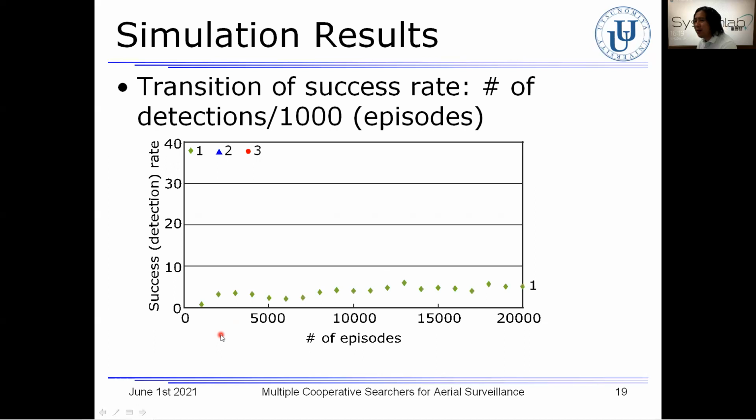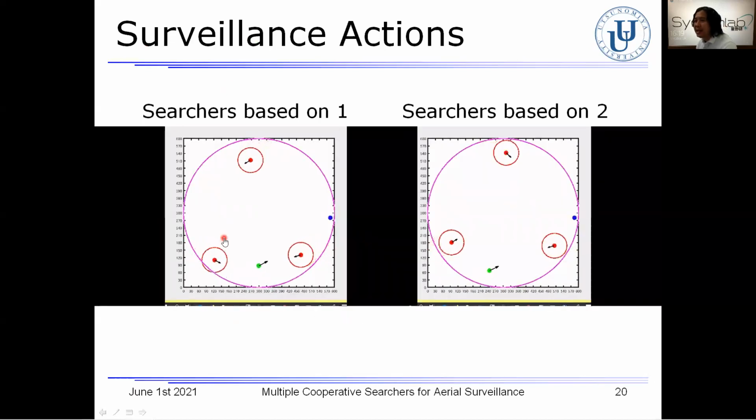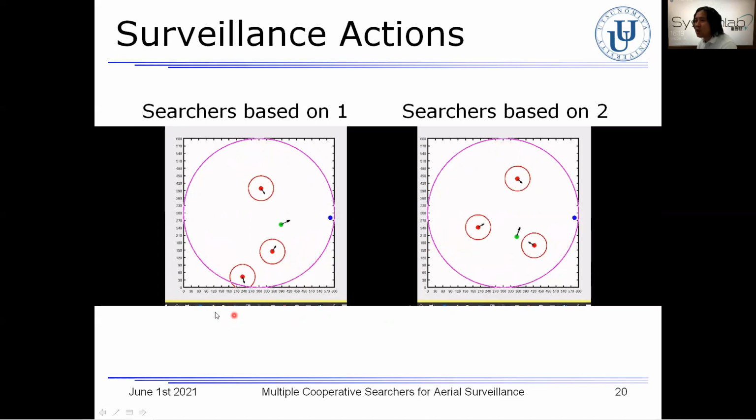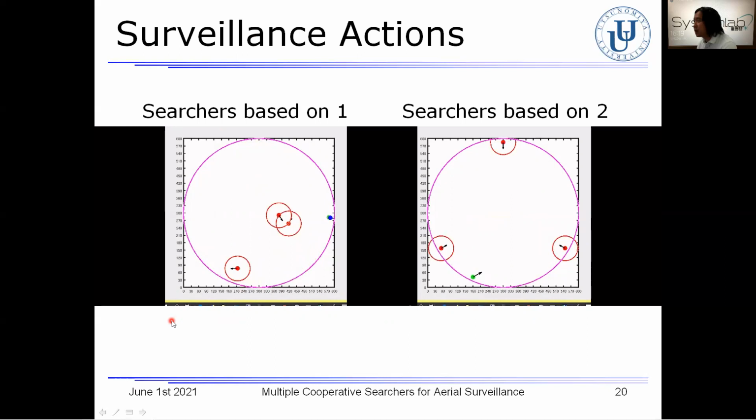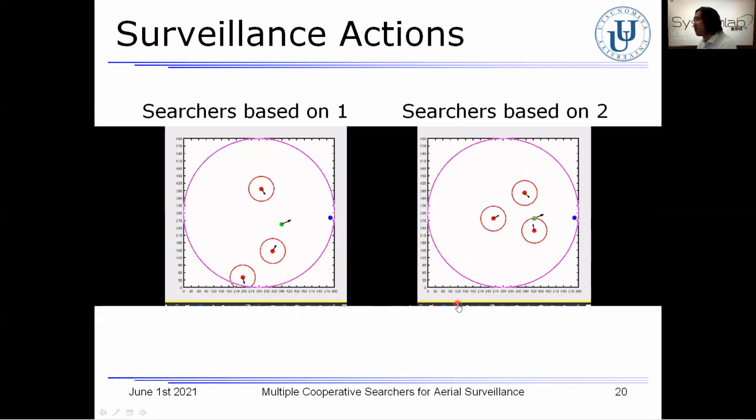The success rate of the surveillance under condition 1 was not increased with episodes. So the final success rate remained at around 5%. On the other hand, the success rate of surveillance under condition 2 increased to about 22%. So here let us compare the surveillance actions of the searchers under conditions 1 and 2. In these two movies, while the searchers on the left failed to detect the UFB, the other ones on the right succeeded in detecting the UFB.